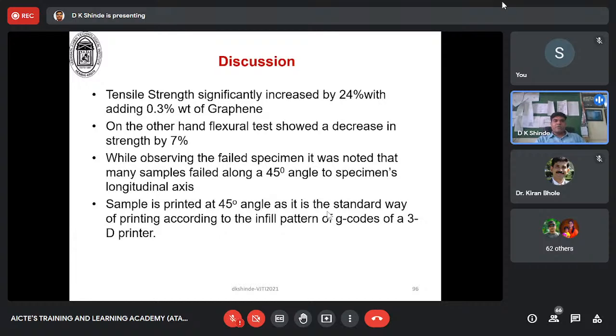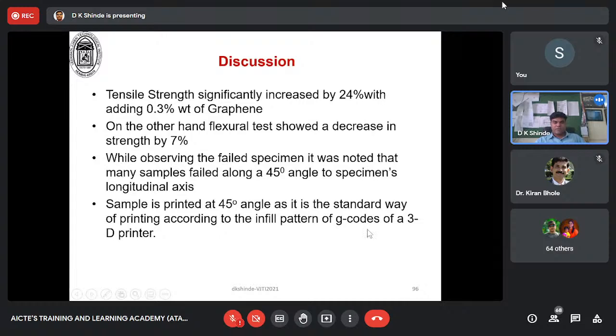So at 0.3%, there is a 24% tensile strength increase, with a decrease in flexural strength, and there is also an effect of the depositing angle. We always deposit at plus 45 degrees only. If we had used plus and minus, it might have improved the other properties better than what we have achieved so far. 24% is the outcome of this research.